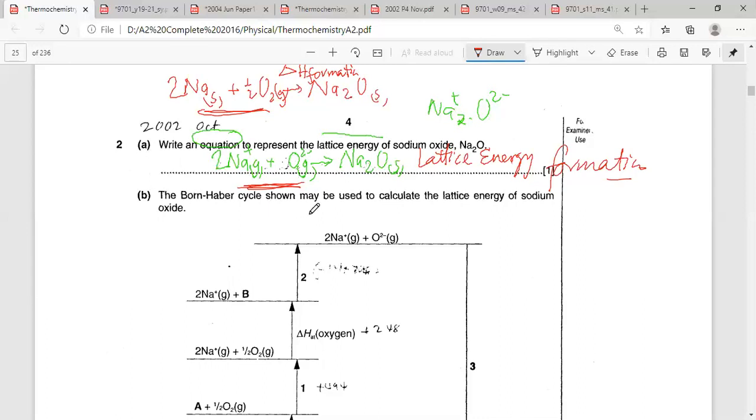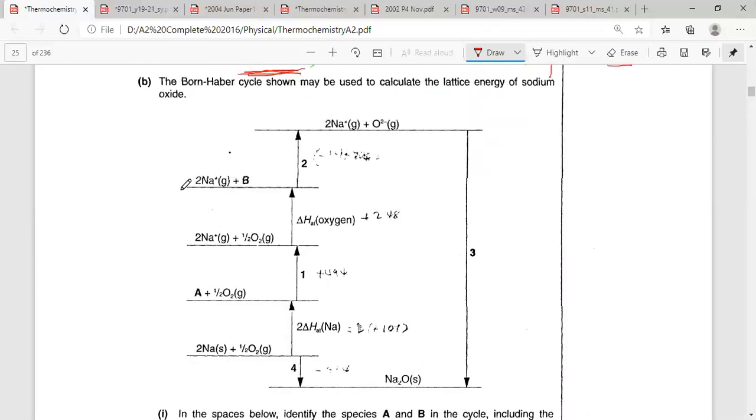Okay, the Born-Haber cycle shown may be used to calculate lattice energy. So they're very kind. They draw the whole thing here. Of course, they will ask you what it means. So where do we start first? Remember, start from the elements, because these are elements here.